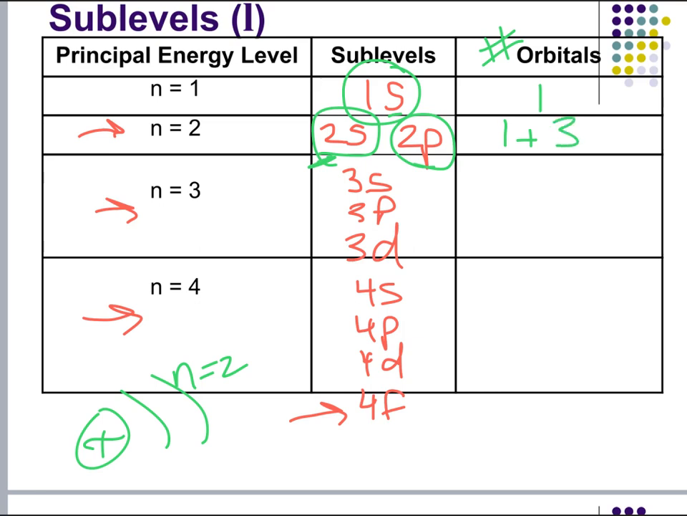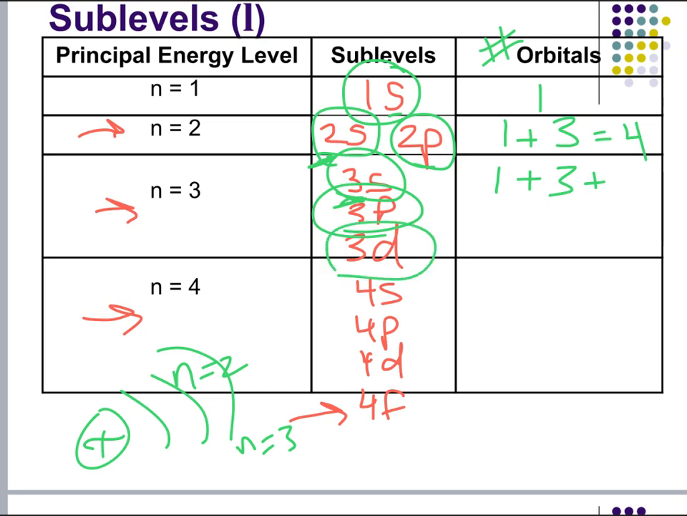Always 3 p orbitals. So actually I now have a total of 4 orbitals in the second energy level. With the third energy level, 3s does not mean 3s orbitals. It means an S-shaped orbital that is even further from the nucleus. There's still just one of them. 3p, because it's a p, again comes in 3. And then D is always going to come as a set of 5. So this is now a total of 9 orbitals.